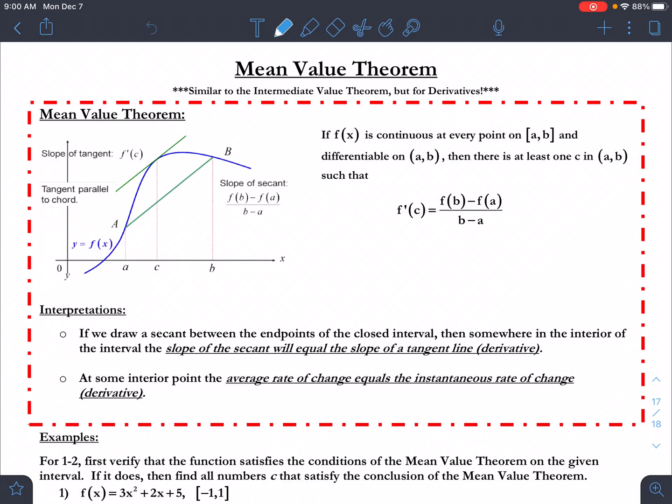Hi everyone, so today we're going to talk about the mean value theorem. The mean value theorem, the MVT, is basically similar to the intermediate value theorem, the IVT, but for derivatives. Just as a heads up, the intermediate value theorem, if you remember, guaranteed some function value would happen between two other x values if the function was continuous.